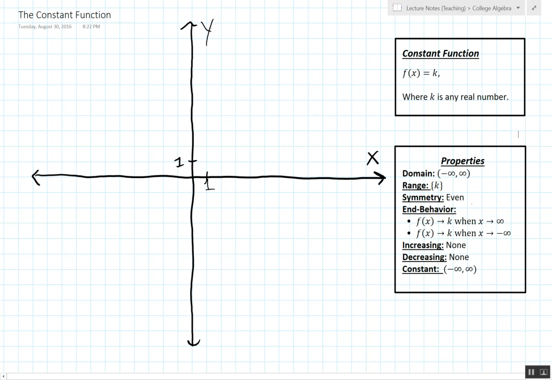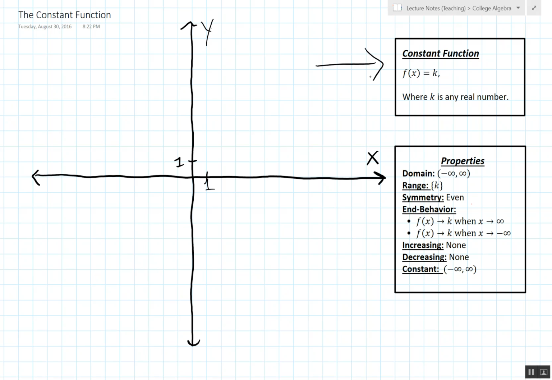We're now going to talk about the first of 7 toolbox functions, also known as the library of functions. These are basic functions that you should be familiar with and know their properties, because they are used repeatedly in algebra. So the first one we're going to do is talk about the constant function, which is defined right here in the upper right hand corner.